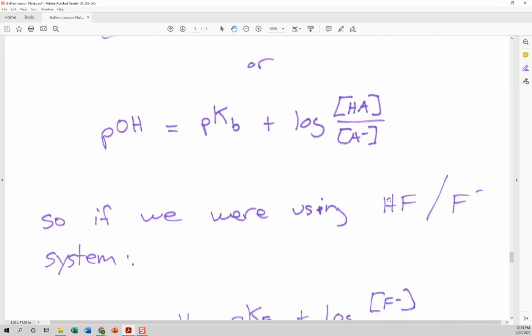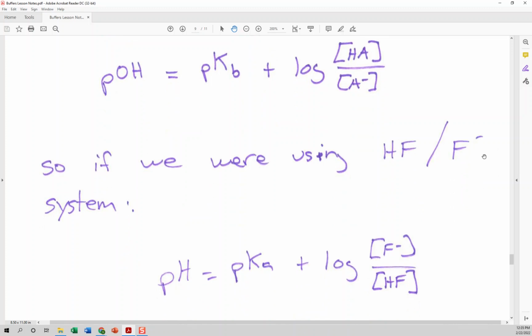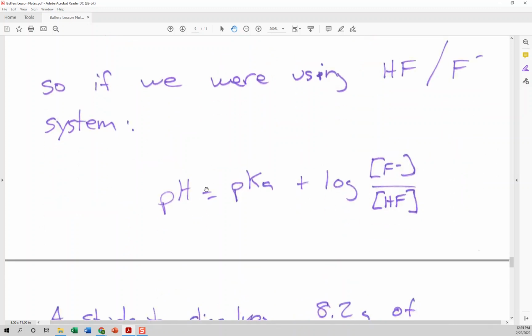All right, so let's say we were using this buffer system, hydrofluoric acid and the fluoride ion. What we'd have to recognize is that HF is the acid component and F minus is the base component. So it would be pH equals pKa, and that would be the negative log of the Ka of HF. I would have to either look that up or it would be given to me. And it would be plus the log, and again, it's always base component over acid component. So in this case, it would be F minus over HF. And those are molarities, okay?